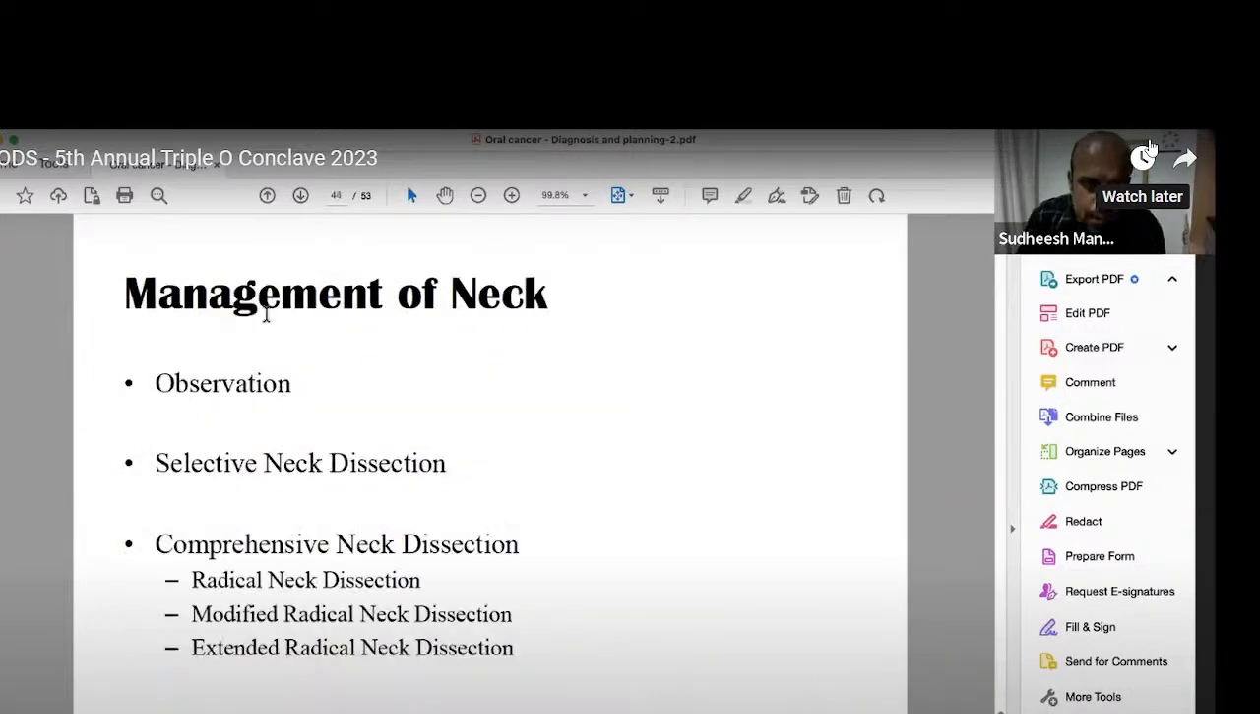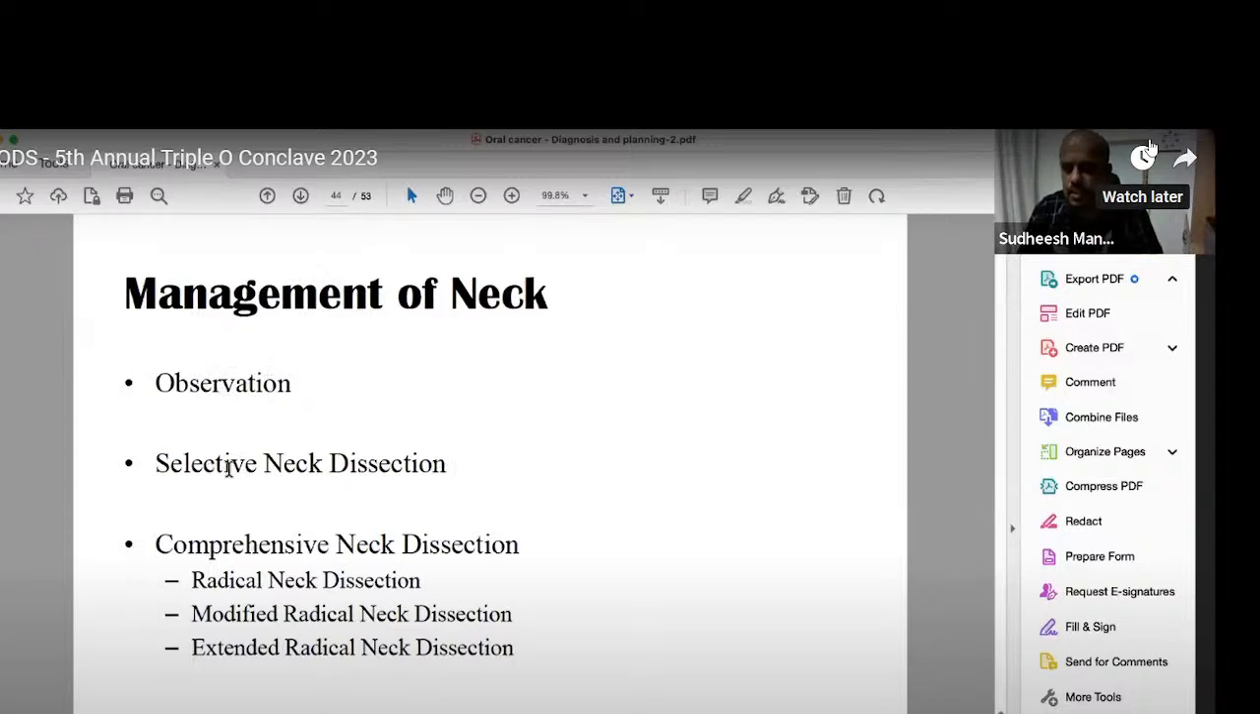So management of the neck is again another very important topic. It is the very last topic. I will make it very brief. There are three ways of treating the neck. Either you keep the patient under observation, or you can do a selective neck dissection or a comprehensive neck dissection.